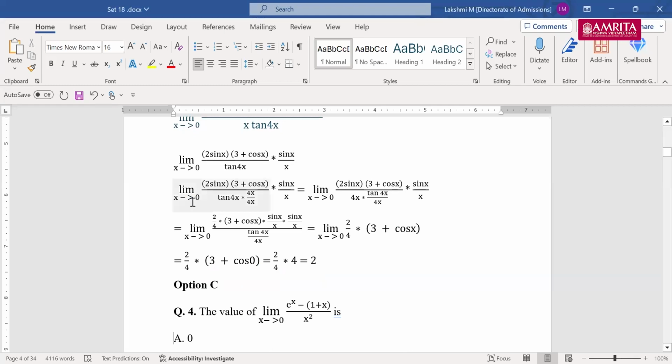So here what I've done is, it's tan 4x by 4x. This is 2 by 4. This is sin x by x. You will have a 2 by 4 and 3 plus cos x remaining. So 3 plus cos x, you can directly apply the value. It's 4 by 4. So the 4 will get cancelled and you'll have 2 as the answer.